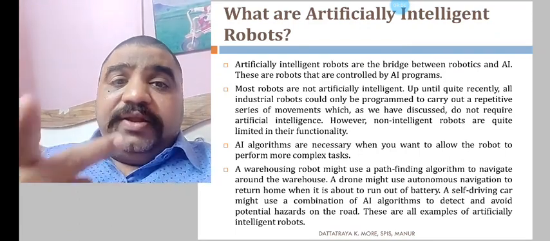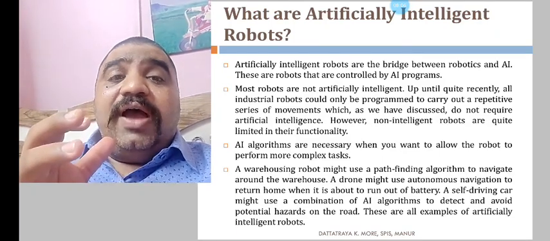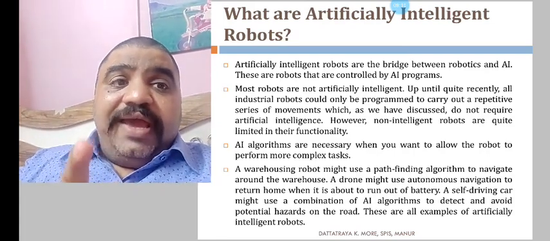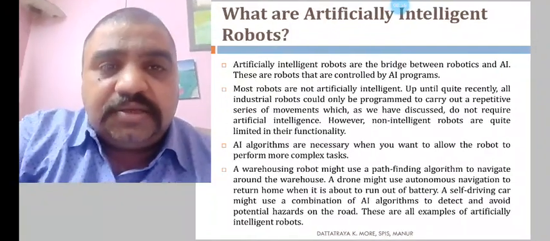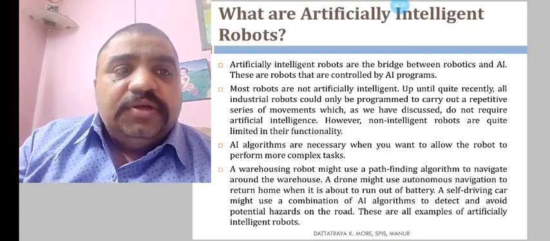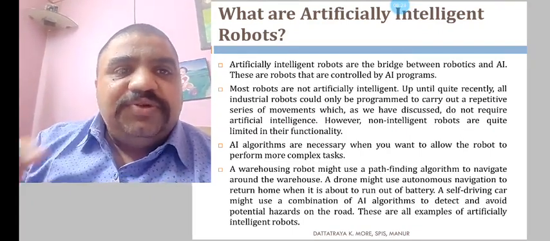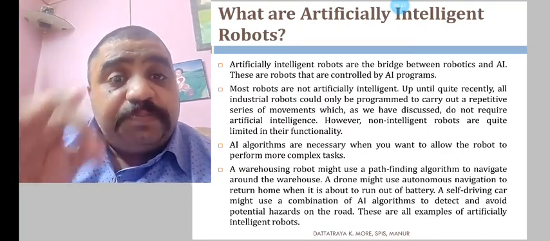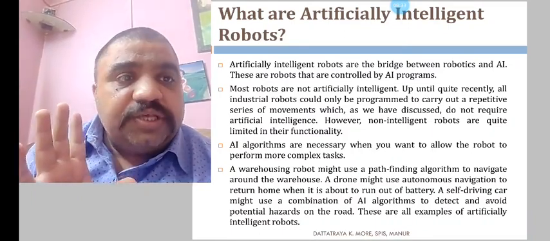Up until quite recently, all industrial robots could only be programmed to carry out a repetitive series of movements, as we have discussed, like making car parts, where the work is done by robotic hands. This does not require artificial intelligence. Just a set of instructions needs to be given for that repetitive task. With accuracy and precision it is done, but it does not require artificial intelligence.